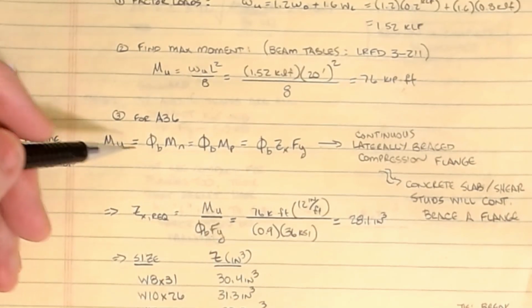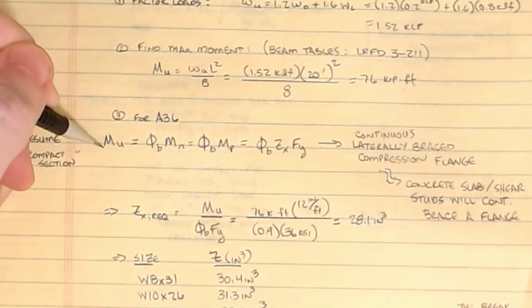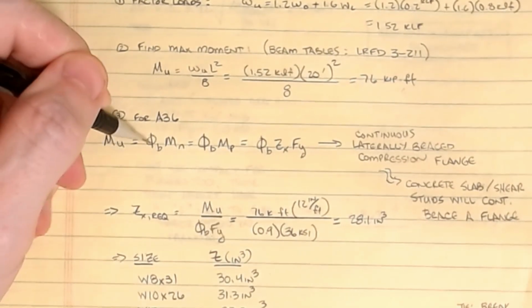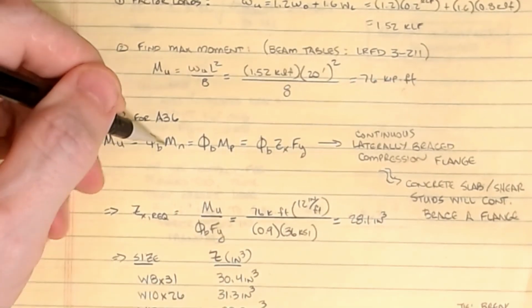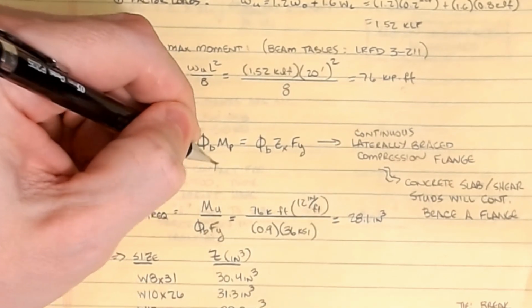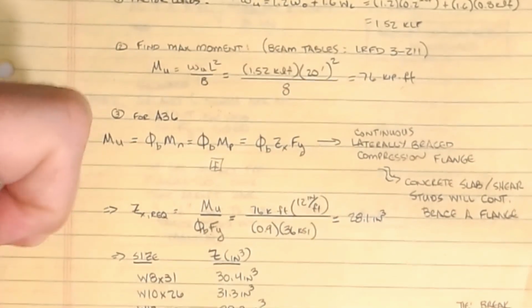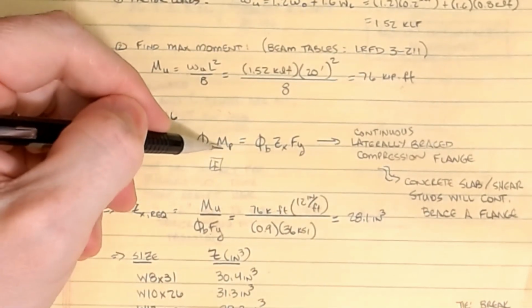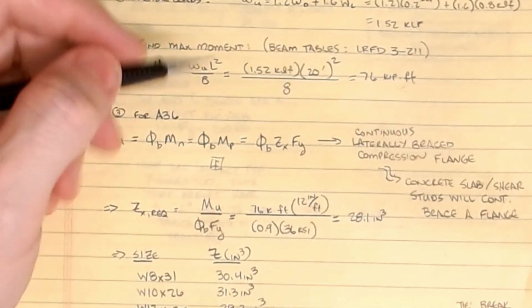Okay, all right, so here's how we're going to do it. If it's region 1, then the required moment, Mu, is going to be equal to the design capacity, phi Mn, which is going to be equal to phi Mp. This is the region 1 criteria. And if that's the case, then Mp we know is Zx Fy for an I-beam orientation.